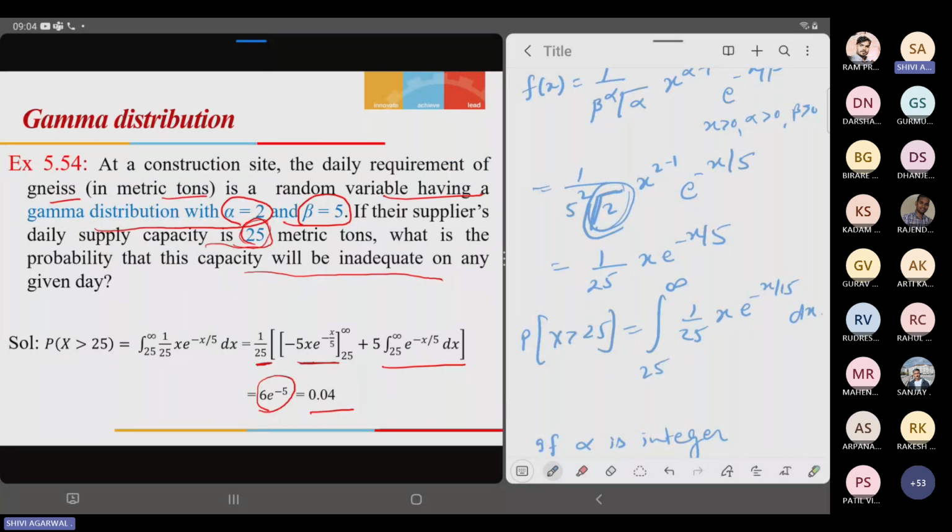We are using the gamma distribution. Here we are using the gamma function. That's why this distribution name is gamma distribution. Okay.